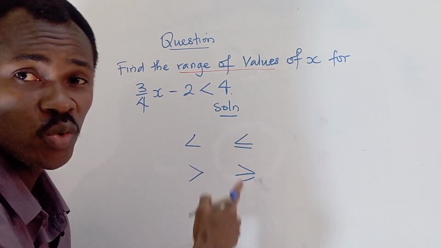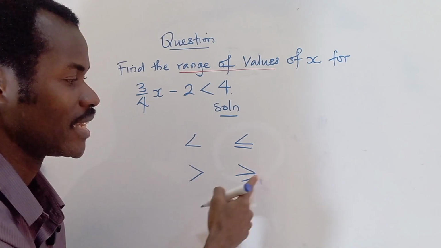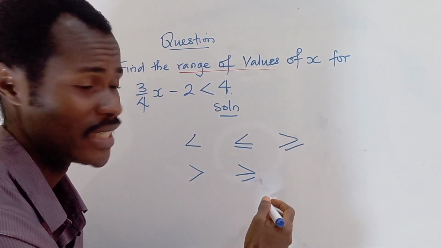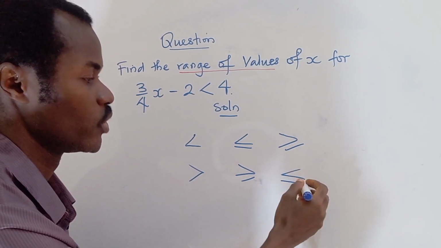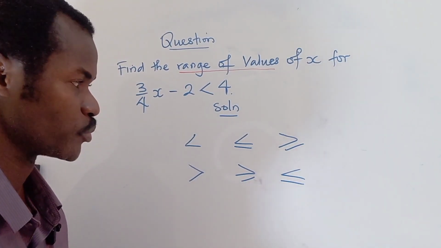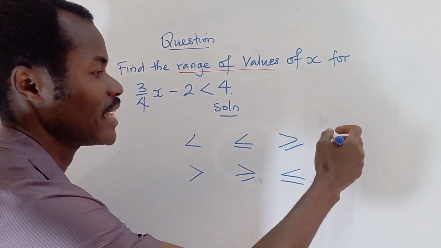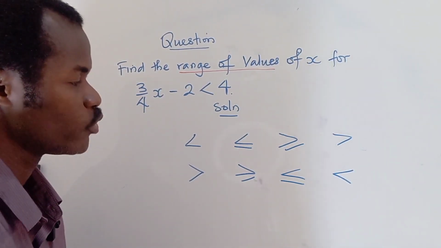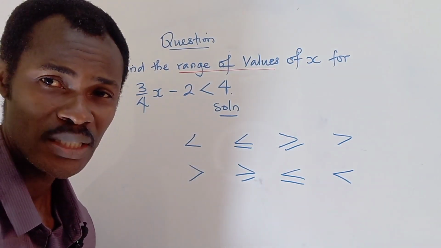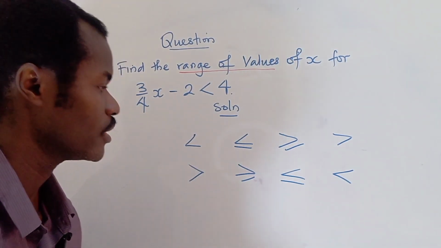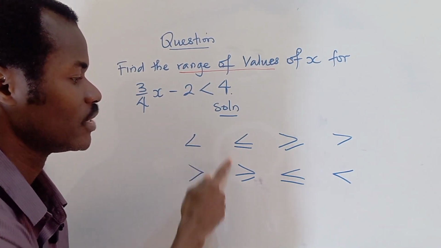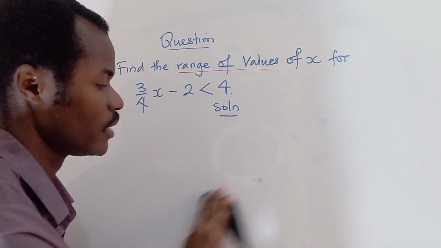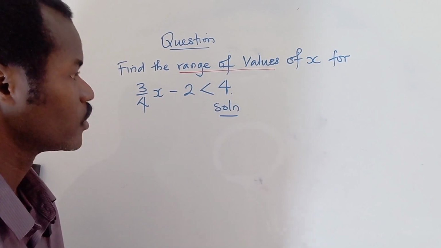If it is less than or equal to, you have to change it to greater than or equal to. But if you have greater than or equal to, and you're dividing by a negative, you have to change it to less than or equal to. So that is the rule. If you have greater than also, you change it to less than. So whenever you divide an inequality by a negative coefficient, you change this to this, and this to this. So let's solve the problem, like we're solving algebra.